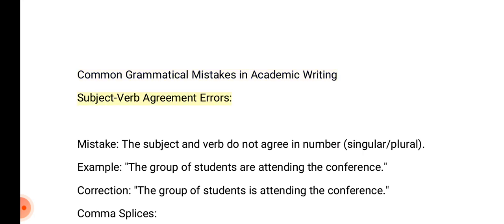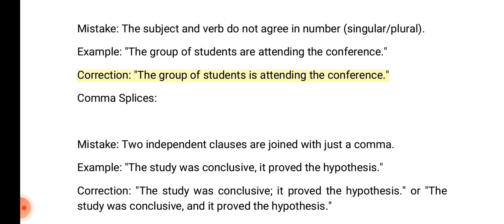Subject-verb agreement errors. Mistake: the subject and verb do not agree in number, singular or plural. Example: The group of students are attending the conference. Correction: The group of students is attending the conference.